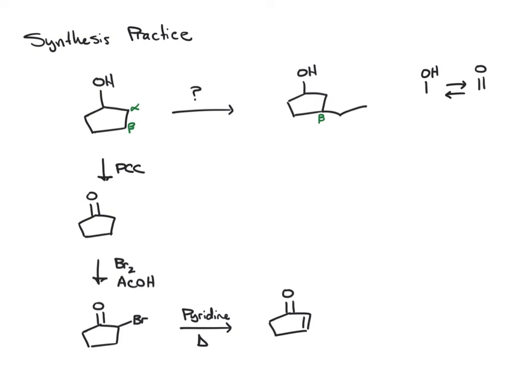Now, since we have an alpha beta unsaturated carbonyl compound, we can add the ethyl group through cuprate chemistry. So I'm going to add ethyl cuprate, and we need 2 ethyl groups on the copper, followed by a water workup. That will give me the beta ethyl group.